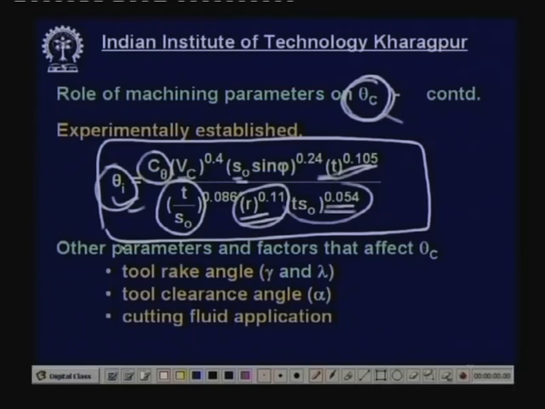But there are other parameters also which affect cutting temperature. Those are tool rake angle and inclination angle, because inclination angle affects rake angle and rake angle affects cutting force. Cutting force governs energy, from energy heat is generated, so temperature. Tool clearance angle: if the clearance angle is not adequate, then there will be rubbing action at the work tool interfaces and then a lot of heat generation. And cutting fluid application: the proper application of the cutting fluid influences substantially, if not remarkably.